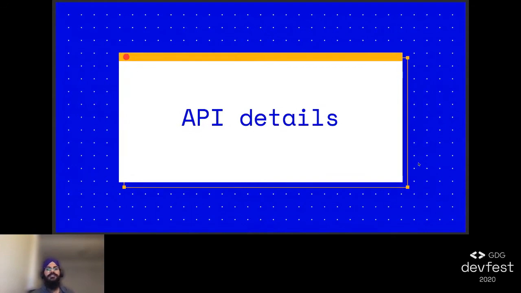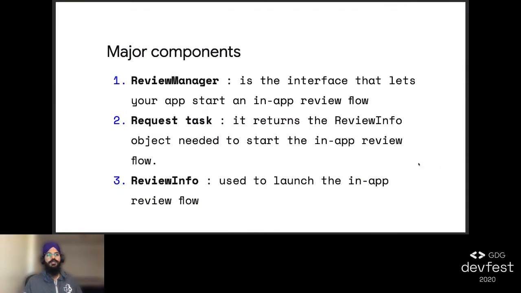And there are some details that I would like to discuss for the API. It basically has three major components. The first one is Review Manager, and it's an interface. It lets your app start an in-app review flow. This is the first step: when we need to launch our flow, we first need to get the Review Manager. And based on the Review Manager, the next step is getting the request task, and it returns us the review info object, which is needed to start the in-app review process flow.